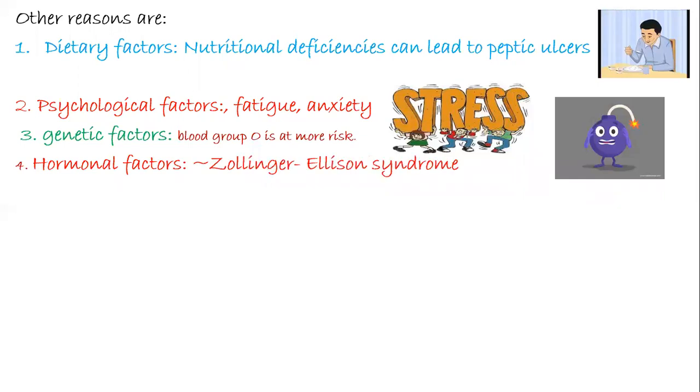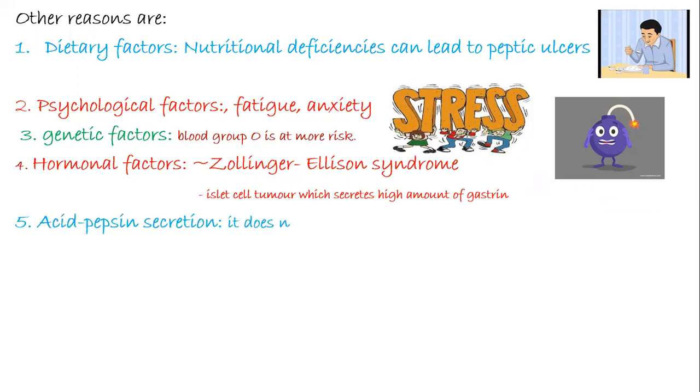Hormonal factors: Zollinger-Ellison syndrome. It is a tumor of the islet cells, and during this phase the tumor is responsible for secretion of a large amount of gastrin. Gastric acid is secreted in high amount, and thus ultimately it damages the stomach mucosal layer.